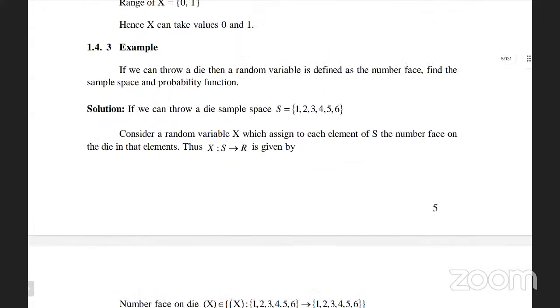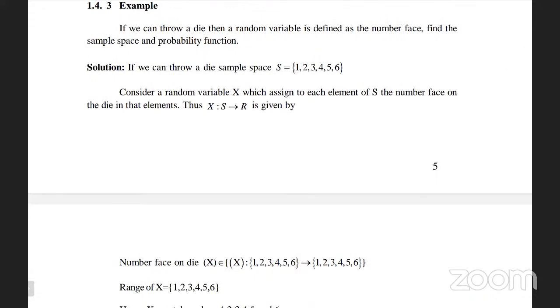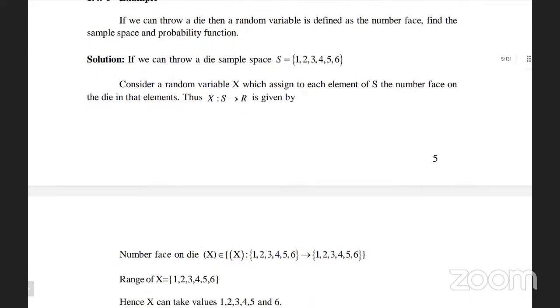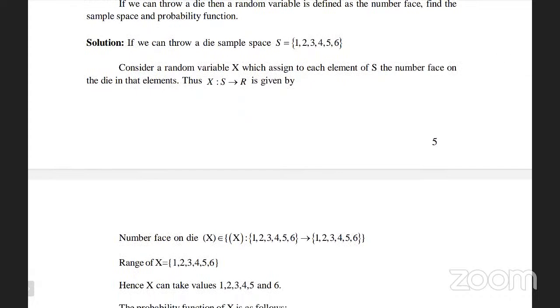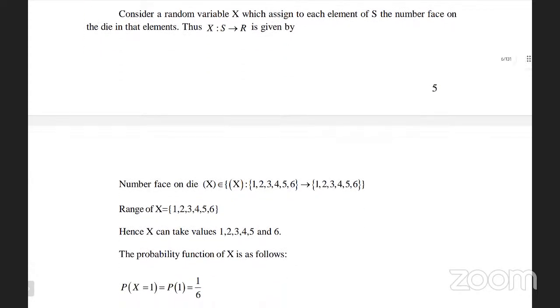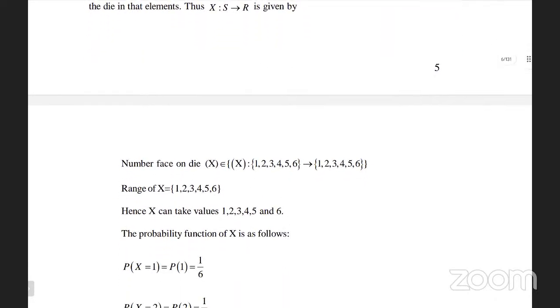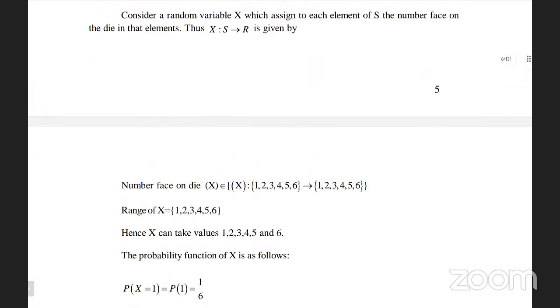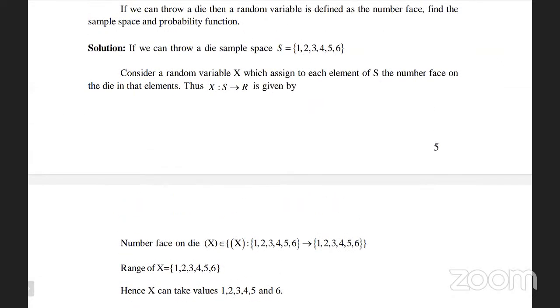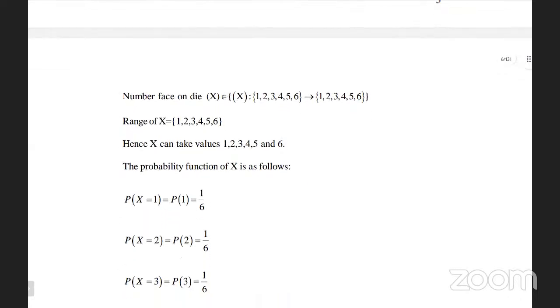Next, another example: we throw a die, sample space 1, 2, 3, 4, 5, 6. It is considered the random variable capital X, which assigns to each element the number of the face of the die. Throwing a die, with any of the 6 faces, all are called the sample space. In that sample space, if we observe the range and probability functions, the range is 1, 2, 3, 4, 5, 6 only.